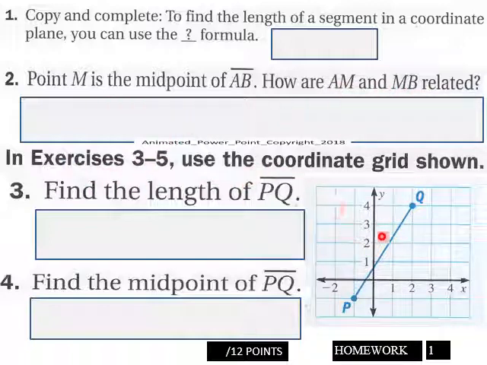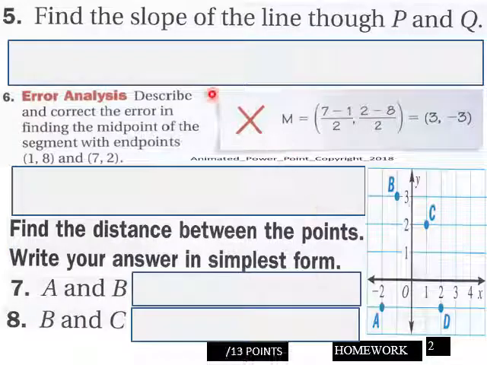And then down here, use this coordinate grid for 3, 4, and 5. Find the length of PQ. Find the midpoint of segment PQ. And 5, find the slope of the line through P and Q. So you've got those 3 things to do for P and Q.